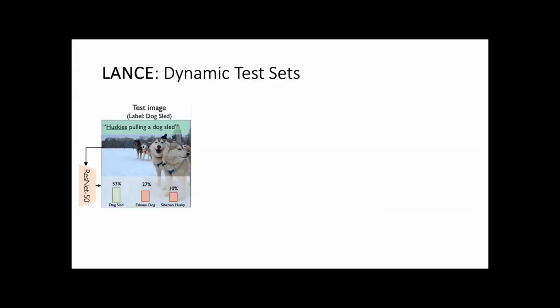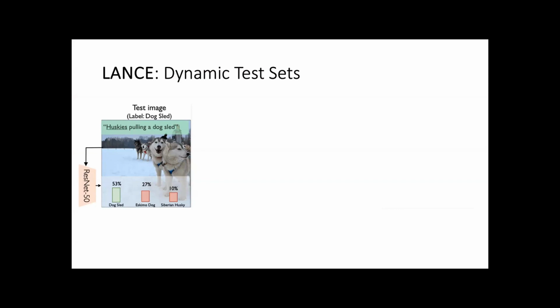Let me give you an example of ways in which a model can appear to have very high performance on a static test set, even if not necessarily for the right reason. So this is one image taken from the ImageNet test set. The ground truth label for this image is dog sled. And actually, an off-the-shelf model, in this case the ResNet 50 model, is able to correctly predict dog sled here.